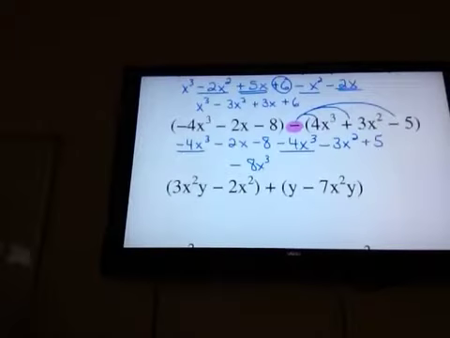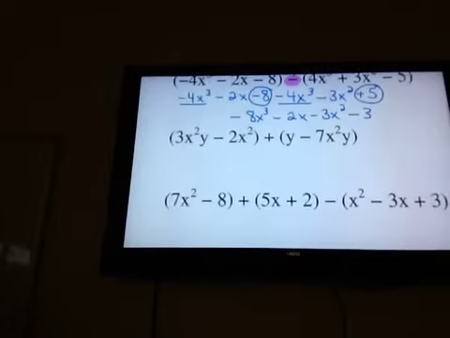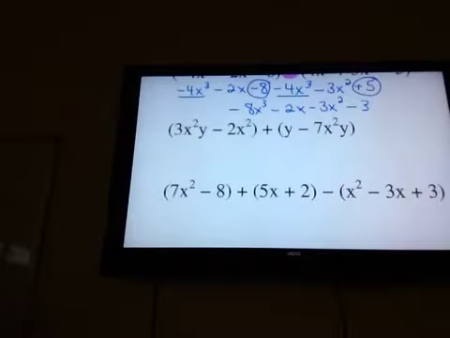I don't care what order you leave your answers in. Some people like to leave it in a special order. I'm not picky about that right now. But they had nothing to be added to, so they just came down. And then minus 8 and positive 5 gives me minus 3. In no particular order.